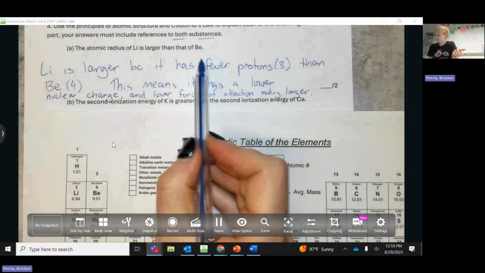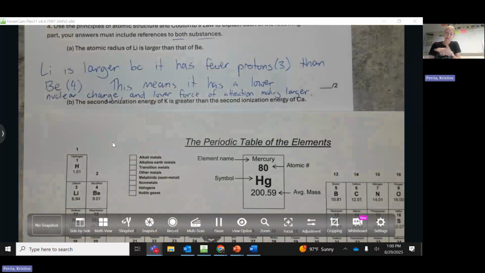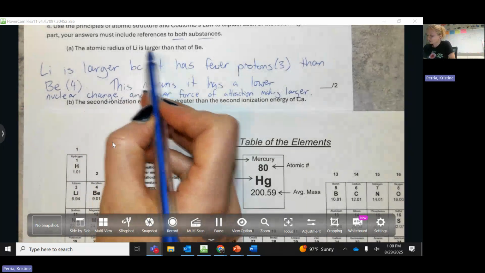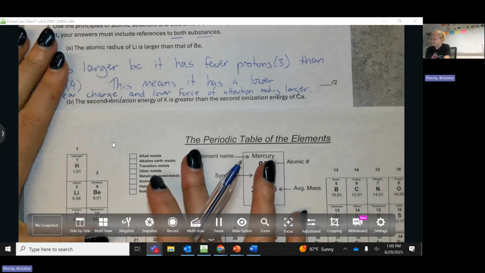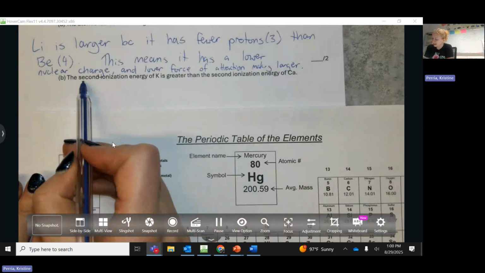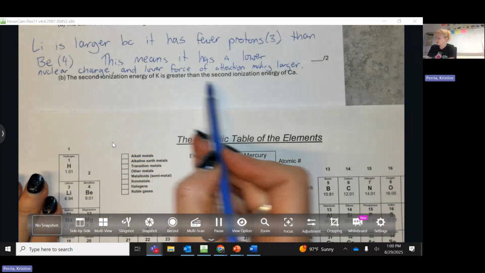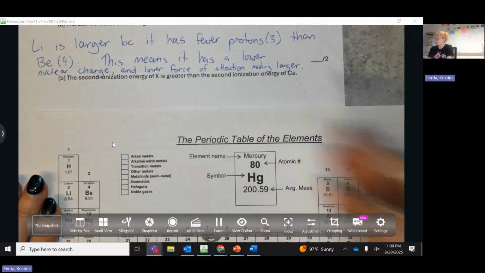I think it's always harder to explain why something is bigger rather than smaller. It would probably be easier just to say Be has more protons, therefore it has a higher nuclear charge, pulling the electrons, more force of attraction, making it smaller. But it does ask us why lithium is larger. I think on the AP test, if you just explain why Be is smaller, they probably would accept that as long as you include force of attraction and everything.